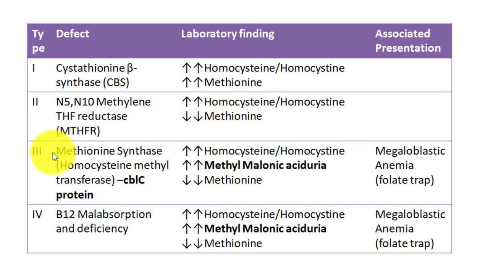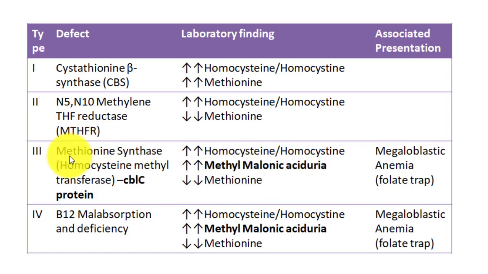Now, in the third type of homocystinuria, we will see methionine synthase deficiency. Methionine synthase deficiency occurs because of cobalamin metabolism deficiency. The protein involved in the intracellular metabolism of cobalamin, the cobalamin C protein, generally has a mutation, and because of this the methionine synthase enzyme is deficient. In this condition also homocysteine will be very high but methionine is very low. But one extra finding will be seen in the blood.